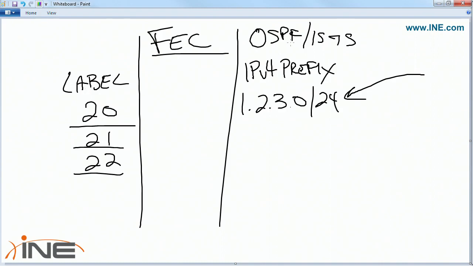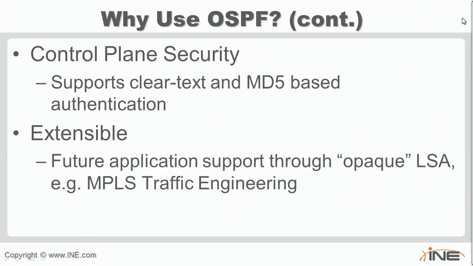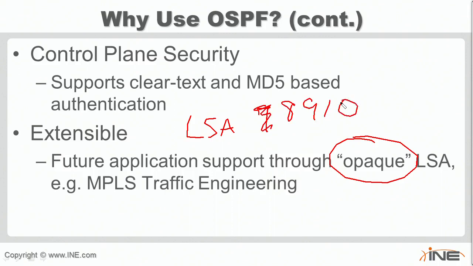Then when you actually move the traffic, you can use these numbers to switch the traffic between the interfaces. So how does OSPF, like you said, there's an extension. Specifically, it's through what's known as the opaque LSAs. Their LSA numbers, I want to say that they're 8, 9, and 10.